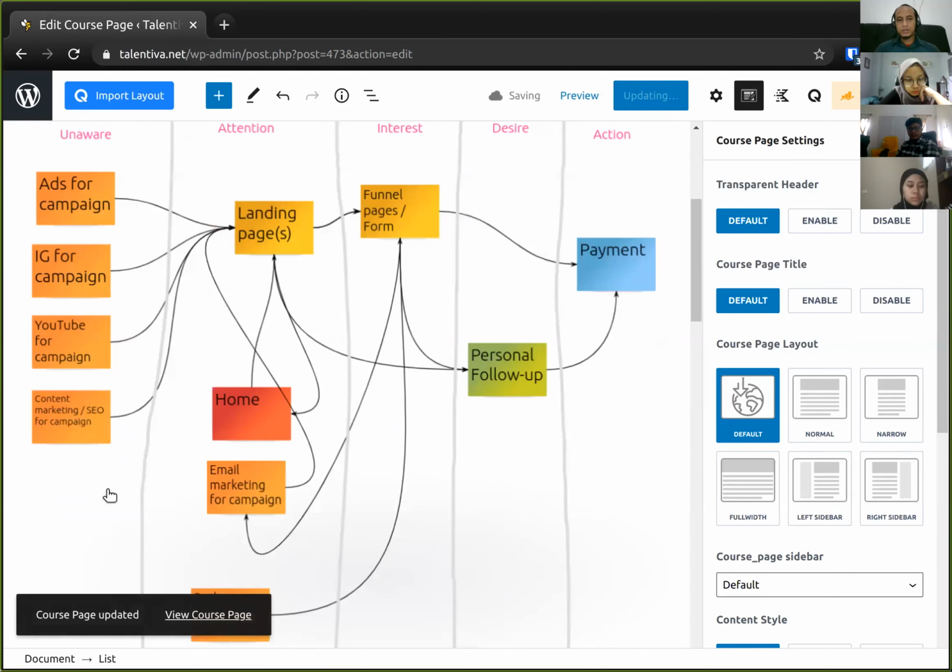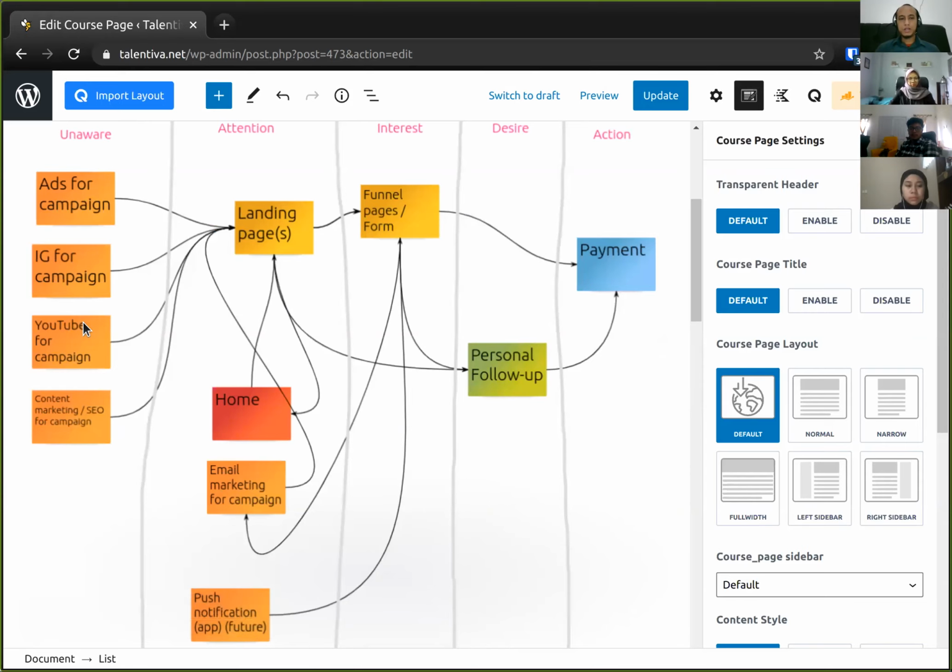So at the unaware phase, this is where we have social media. This is where we have Instagram. This is where we have YouTube, the authority, getting people to trust us initially. That's this unaware phase, and then it moves to attention, where people already come to a landing page or maybe already like or follow or comment.